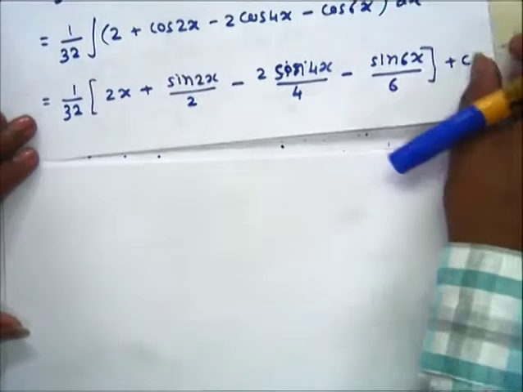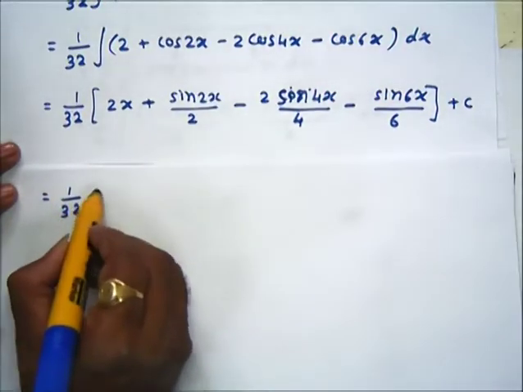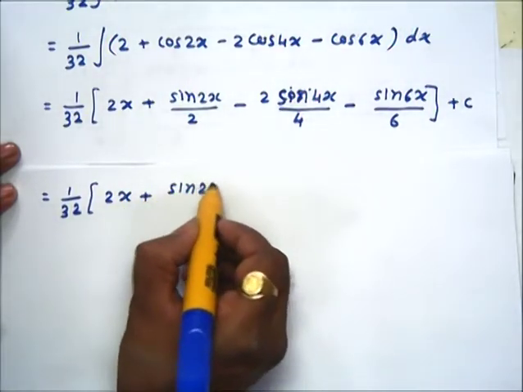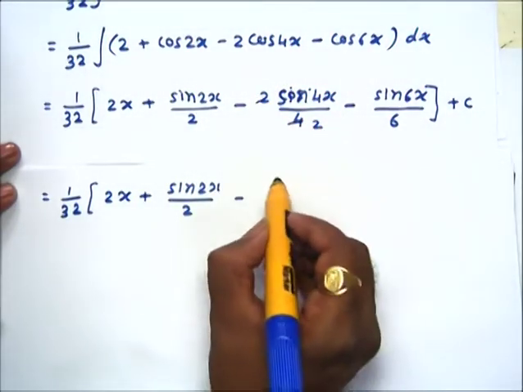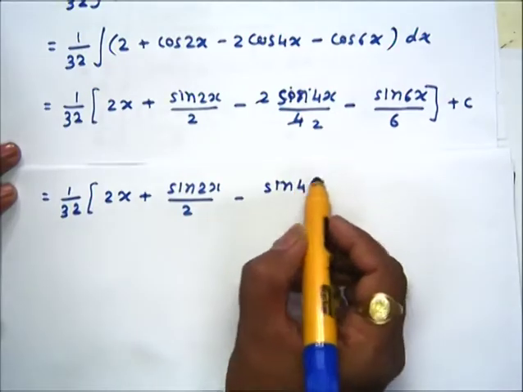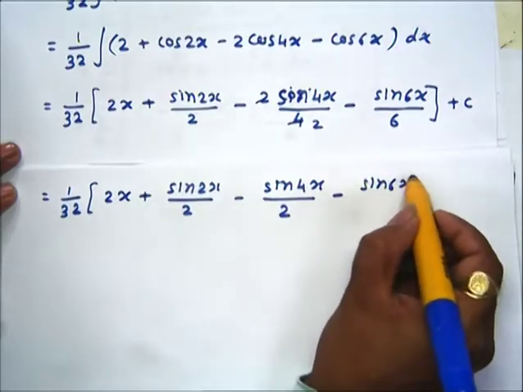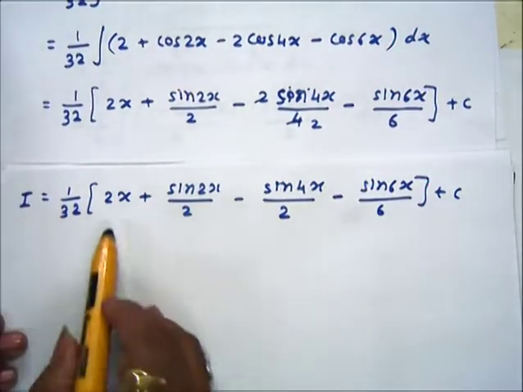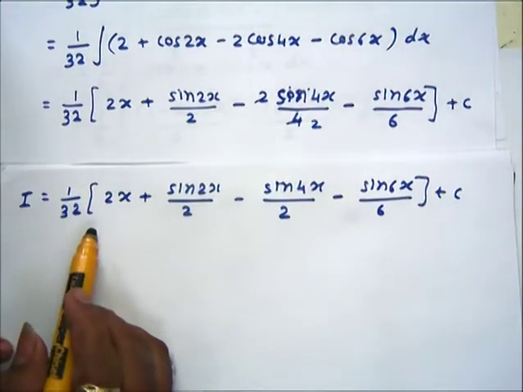Now see, this is equal to 1 upon 32 into 2x plus sin 2x by 2 minus, you can cancel out this 2, so sin 4x by 2 minus sin 6x by 6 plus c. This is the answer. Or you can take the LCM and write it in that form. I think all of you can understand.